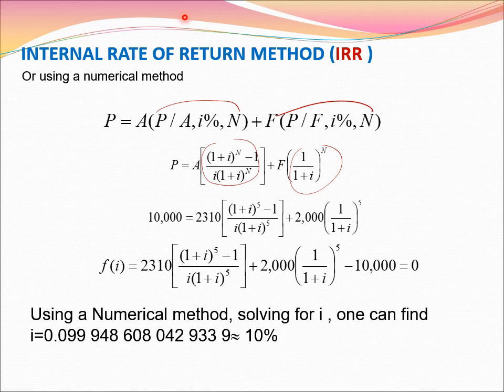In Excel, you can use the goal-seek property. There is such a function in Excel. And when you solve this using a numerical method, for example, you can find this result, 0.099. And simply this is approximately 10%. At the end of this numerical method, we can find it to be 10%. And since it is equal to the MAR, you are indifferent whether to accept this project or reject it.